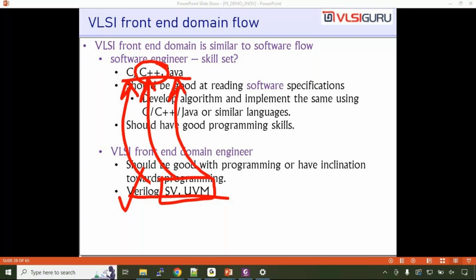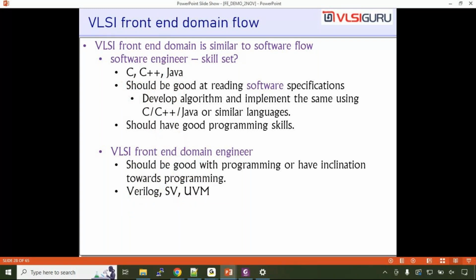Let's say someone hasn't done any programming at all, because in the college where you studied, you didn't have that opportunity at all. You didn't learn C also. Then don't think much about front end. It won't be good for you, because starting again from the very scratch will be very difficult. It will take more time for you to gain that expertise. Then which domain should you go for? Backend domain.